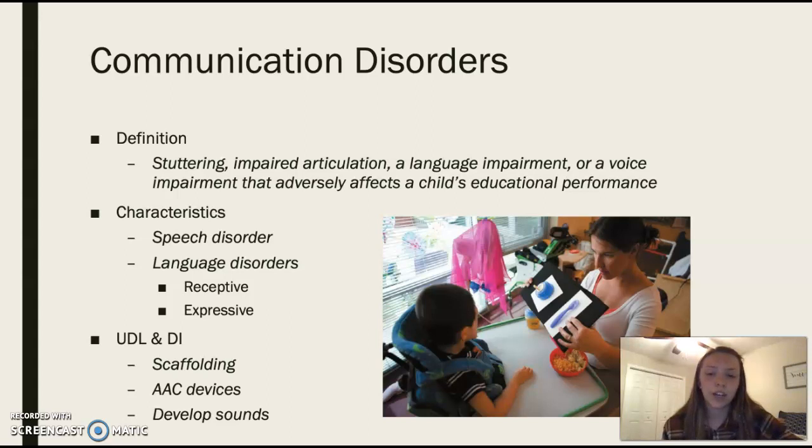UDL and DI strategies for a communication disorder could include scaffolding, helping them with content, being able to provide that extra boost that they need with their speech, getting them comfortable and moving them along, helping them to become confident in their speech. AAC devices, providing a communication device for them, and then obviously a speech and language pathologist would help to develop the sounds like I had mentioned.